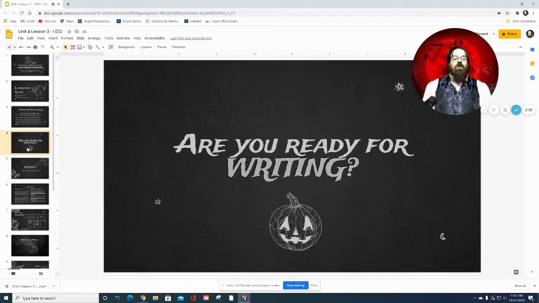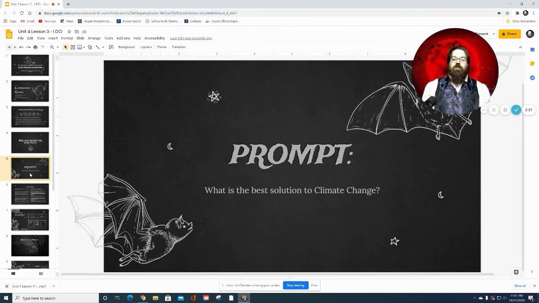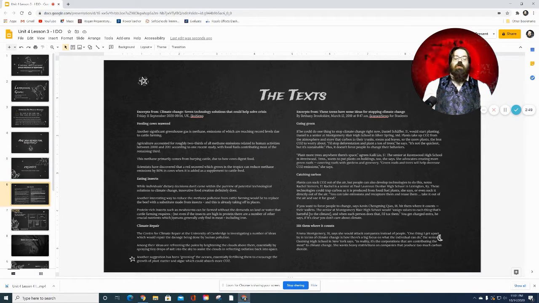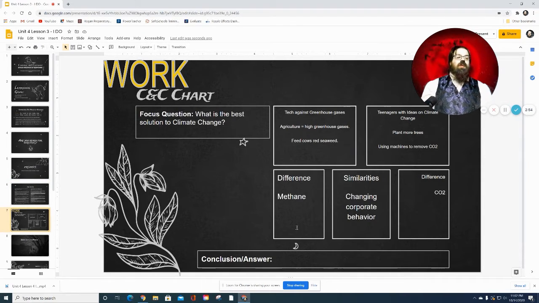So, are you ready for writing? I hope so. Here is our prompt. Prompt, what is the best solution to climate change? So as we read, we're going to read two articles because we're using two texts. And as we read, we want to think, what is the best solution to climate change? So I'm going to read through these for some facts, and then I'm going to put them into our chart. As you can see, I've already started our chart, right?